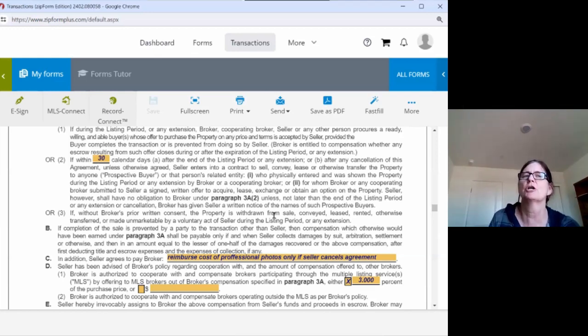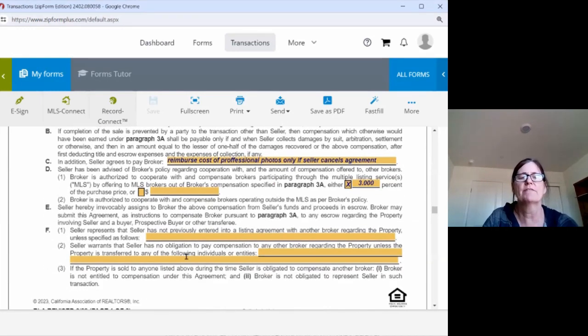So if I know that Joe Smith was interested, but they didn't actually submit an offer, and this listing agreement expires, I'm going to give the seller a form that says, hey, if Joe Smith comes back in the next 30 days and wants to buy this house, that's because of my efforts, and I would still get compensation for that.